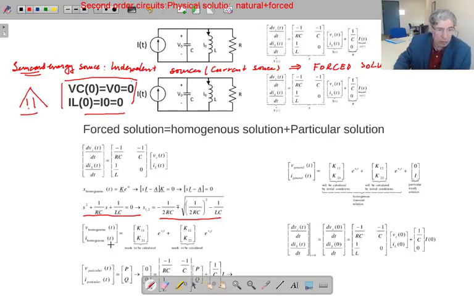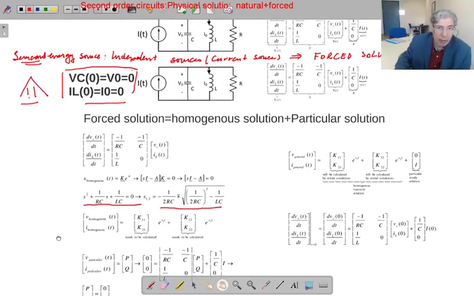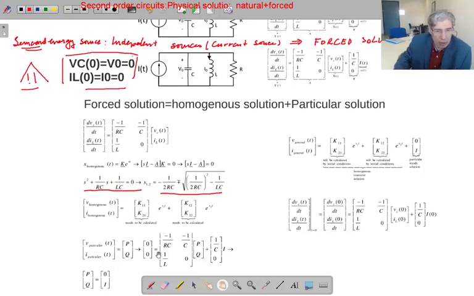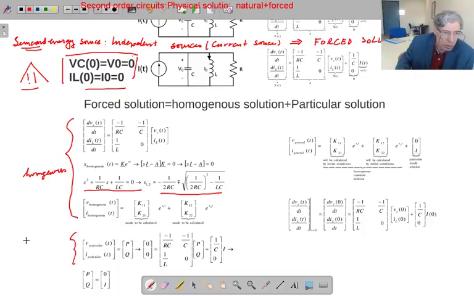What we are going to do, go a bit up here, find the particular solution. So I'll write it here, particular solution. That is homogeneous. That's the particular solution. And then add them up. Here you are, homogeneous solution and the particular solution gives you the general solution.